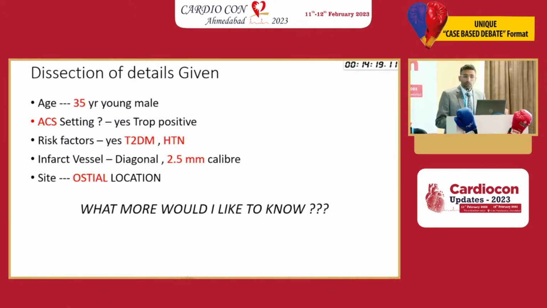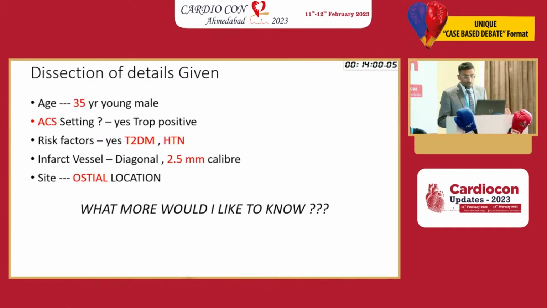Apart from that, whether he has a myocardial scar or not, I would like to know what angle the diagonal is making with the LAD, and whether a two-stent strategy will be possible in this patient or not. Because if the angle is bad and I end up messing up the LAD, then it is not good.